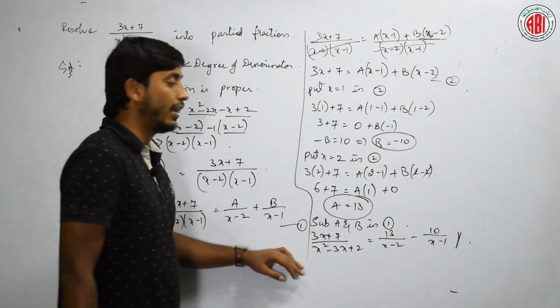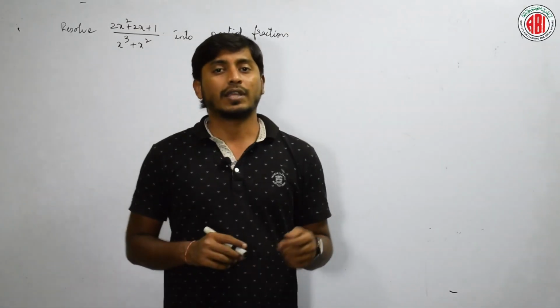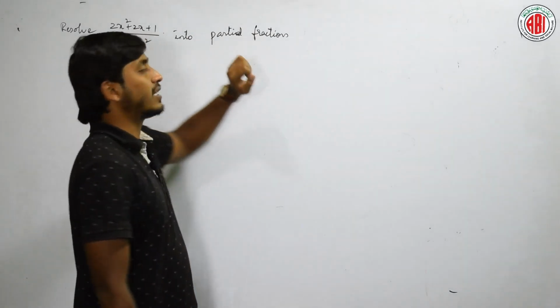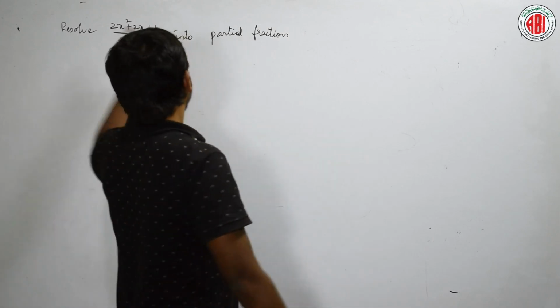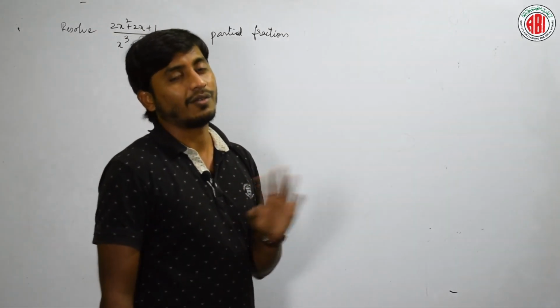Clear? Is it okay till here? Shall we move to the next problem? Let's do. Look at the next question here. He is asking us to resolve this particular expression into partial fractions. First step, what is it? Check whether the degree of numerator and the degree of the denominator are same or more or less or whatever.